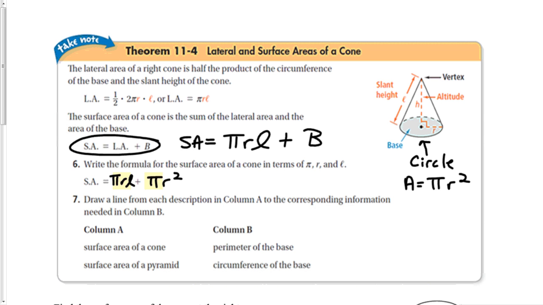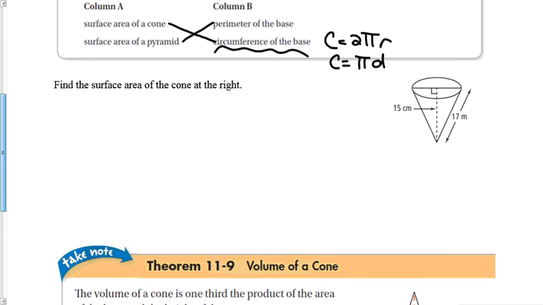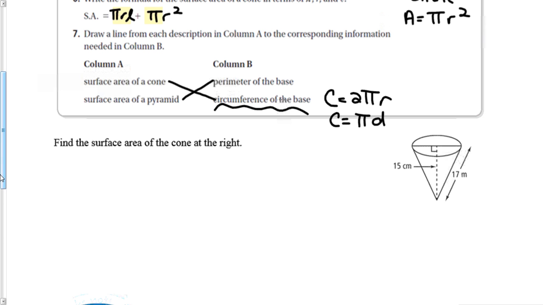So in number 7, for the surface area of a cone, we would need to have the circumference of the base. For the surface area of a pyramid, we need the perimeter of a base. The circumference of a base is 2 pi r, or the circumference can be written as pi times diameter, and again, both of those are on our formula sheet. So moving down, we're going to find the surface area of this cone. Again, I'm going to start by writing down the formula, pi r L plus pi r squared.